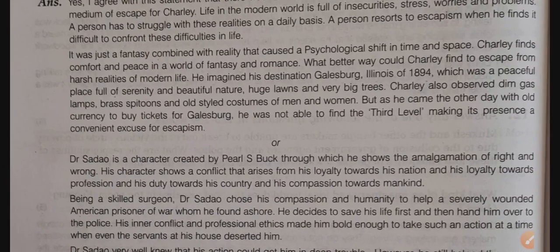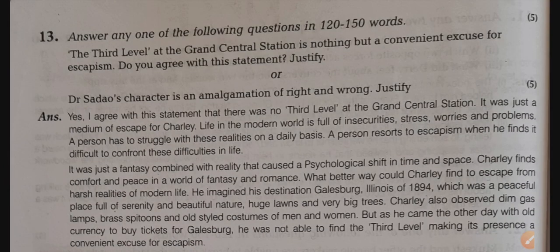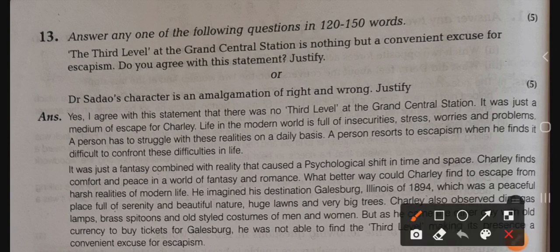Next question, children. It is also a long answer type question. The third level at the Grand Central Station is nothing but a convenient excuse for escapism. Do you agree with this statement? So, first of all, children, a statement is there, and then the question has been asked, justify. And the next question is, do you agree with the statement?